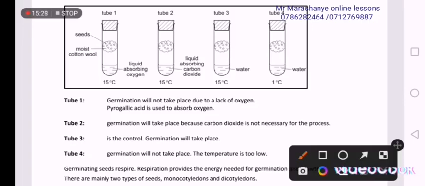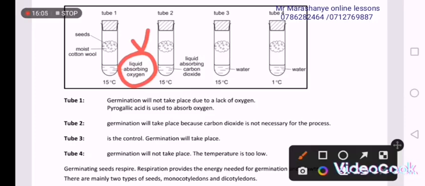In test tube 1, germination will not take place due to lack of oxygen. Why is there a lack of oxygen? Because this liquid is absorbing oxygen, so the seeds cannot germinate. That liquid is called pyrogallic acid, which is used to absorb oxygen. That is the reason why in test tube 1 there is no germination.